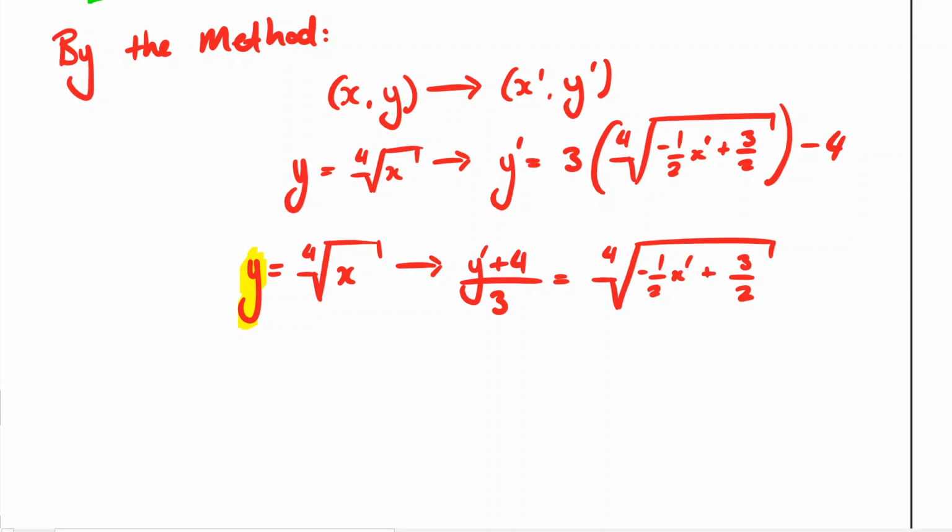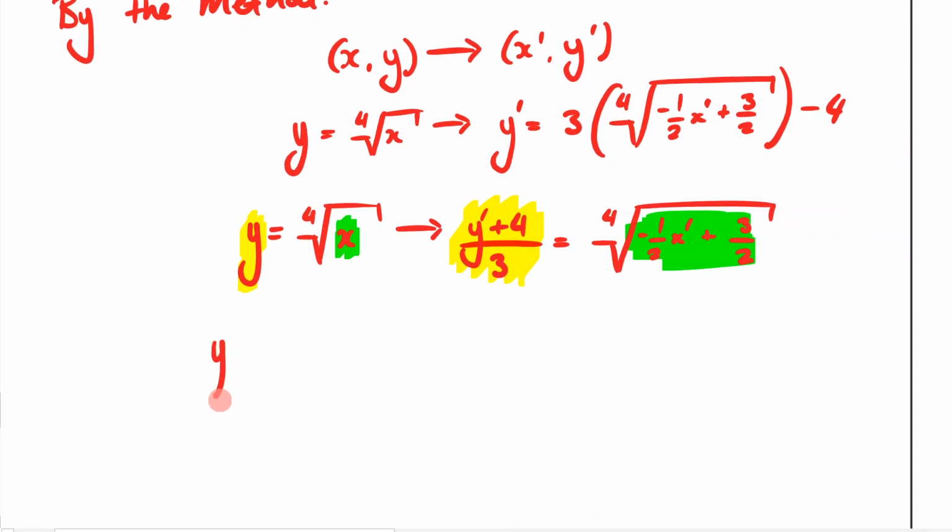There were dashes there. So now I'm going to equate this with that, and this x is going to be equated with that. The next thing that I'm going to do is just write out what I've said. So y is equal to y dash plus 4 over 3, and then x is equal to negative a half x dash plus 3 on 2.